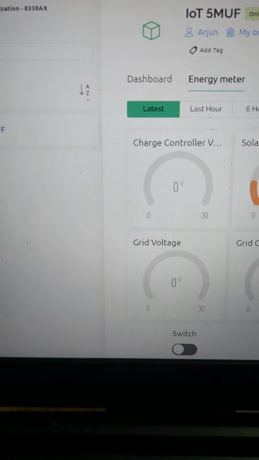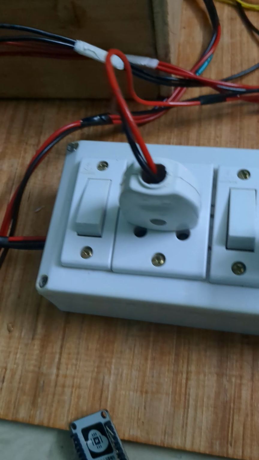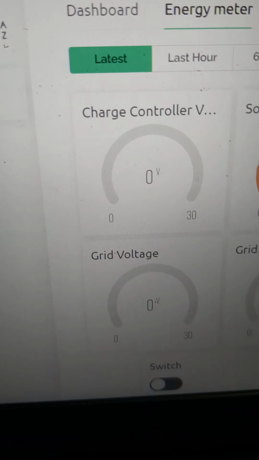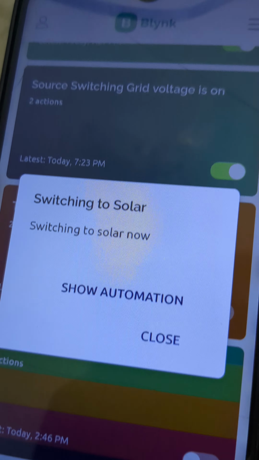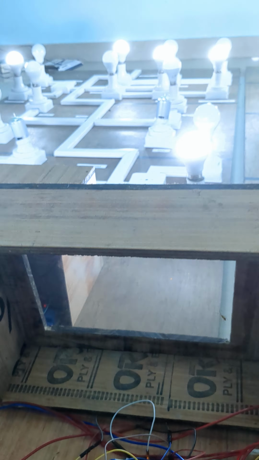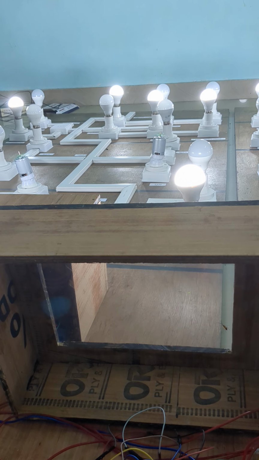Now in order to demonstrate, initially both the voltages are zero, since both the switches are off. Now I am turning on my charge controller source, and as you can see, the voltage goes above 25, and the notification shows that it is switching to solar, and the relay is powered, and the loads are powered right now by the solar charge controller.